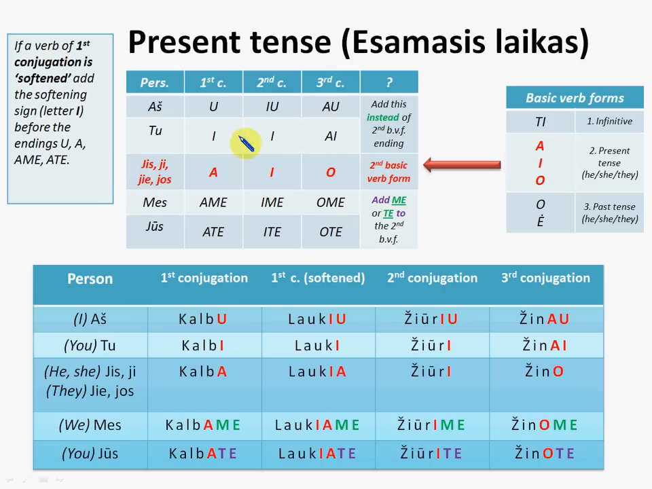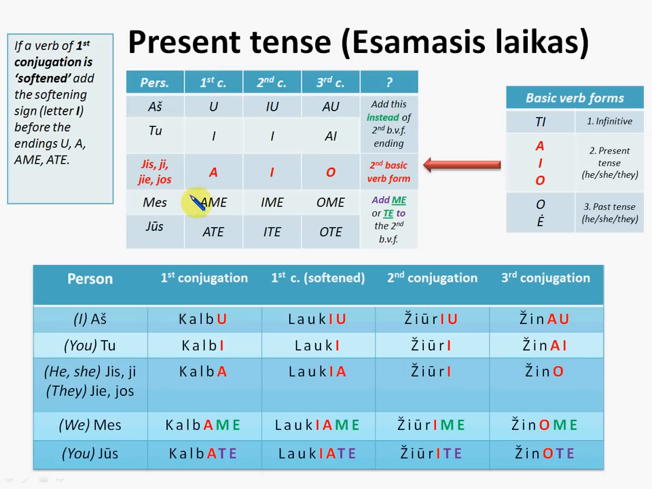And how do you form the verbs? How do you conjugate them? In singular, to say I and you, aš and tu, you need to add these letters instead of this letter. Add this letter instead of the second basic verb form ending as it's written here. So you add these letters.